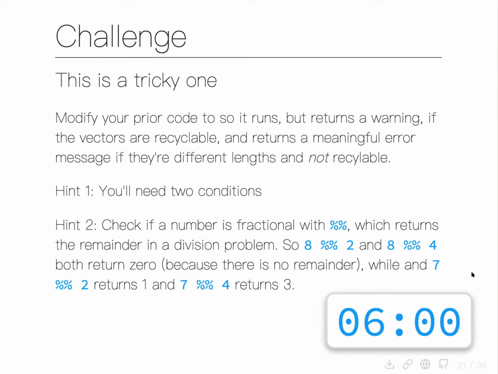So you'll need two conditions: one for the warning and one for the error, basically. One to check if they're recyclable, and then if not, you're going to error out. So check if they're the same lengths. If they're the same lengths, check to see if they're recyclable. If not, throw an error. If so, throw a warning.